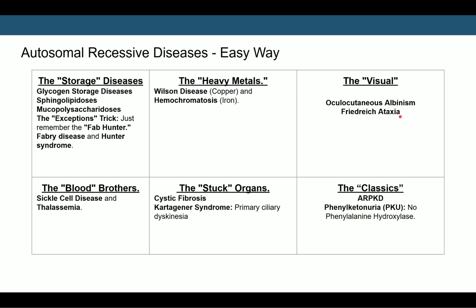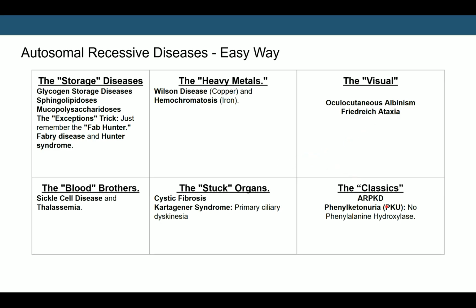For these last two groups, we have the visual ones, which are oculocutaneous albinism and Friedreich ataxia. For oculocutaneous albinism, this is easy. Albinism is basically a lack of pigment. The color has receded or gone away. So it's not dominant, that means it's recessive. For Friedreich ataxia, ataxia basically means you're stumbling or falling, and if you are falling down, you go to the ground and you are not dominant, so you are recessive.